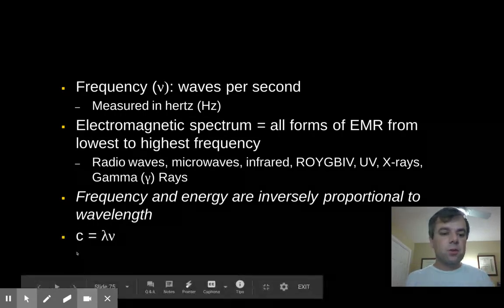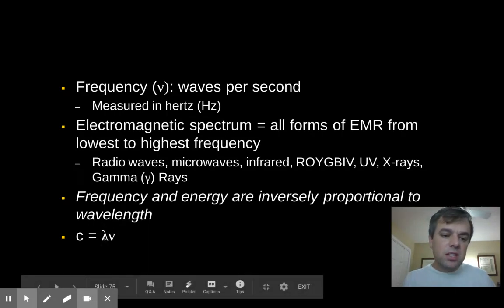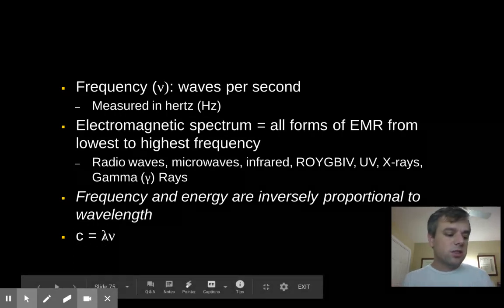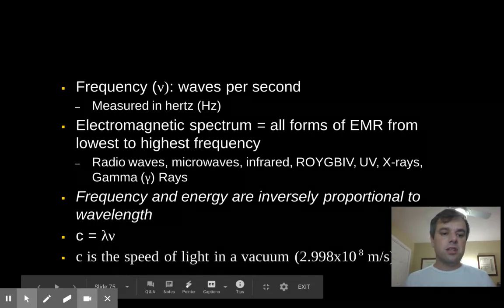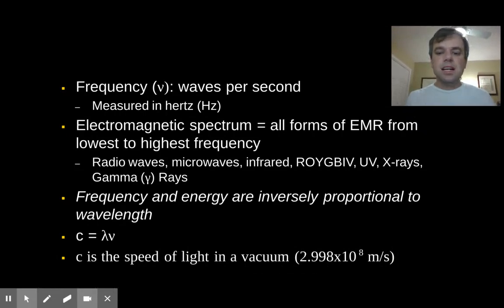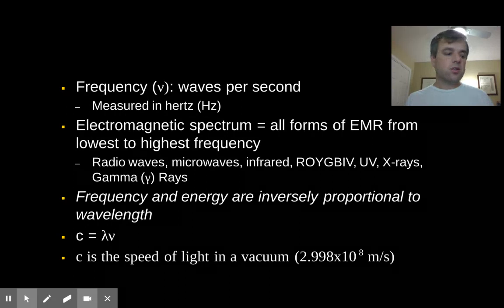And there is this formula that says c equals lambda nu. In other words, c, the speed of light, as in E equals mc squared, equals lambda, which stands for the wavelength, times nu, which stands for frequency. The speed of light is on your reference tables. It's 2.998 times 10 to the 8th meters per second, and that is a constant that we're going to use. So we're going to look at how some calculations will play out with this.